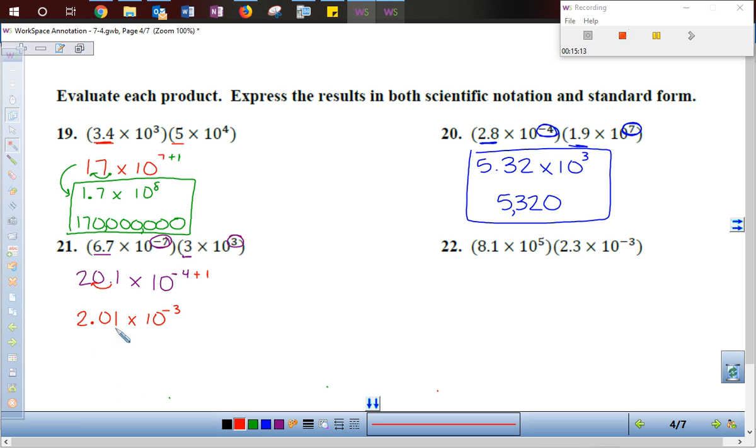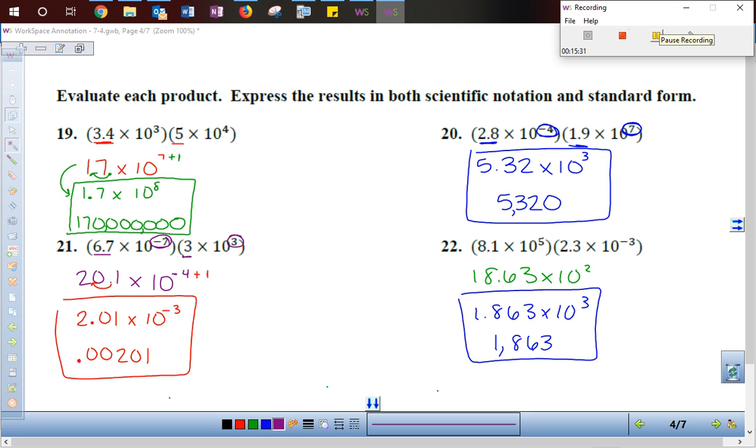Now all I have to do is put it in standard form, and I'm going to move it 3 to the left, excuse me, and I'm going to get 0.00201. All right, go ahead and pause the video and try number 22 on your own. Okay, so when you multiplied your two coefficients together, you should have gotten 18.63, then added your exponents and you would have got 10 squared.